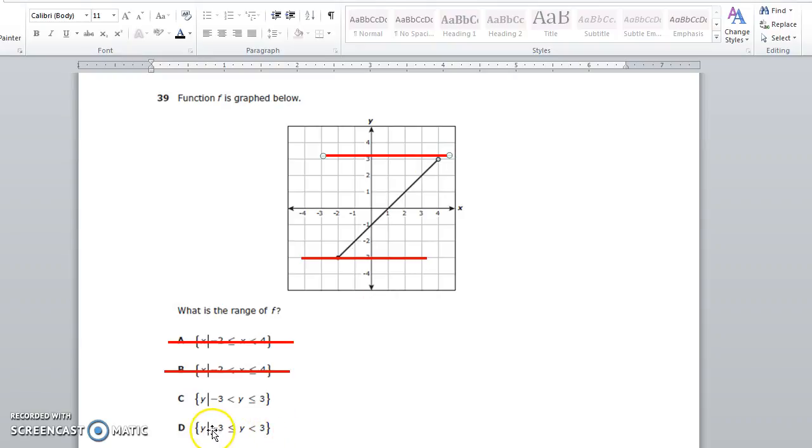So the answer would be D. This one's my closed point, so I have the half equal sign there. This one's my open point, so I just have the less than sign. So the answer choice is D.